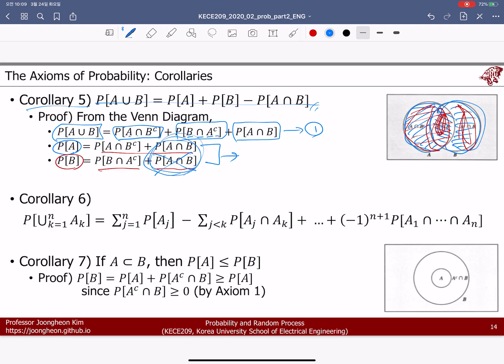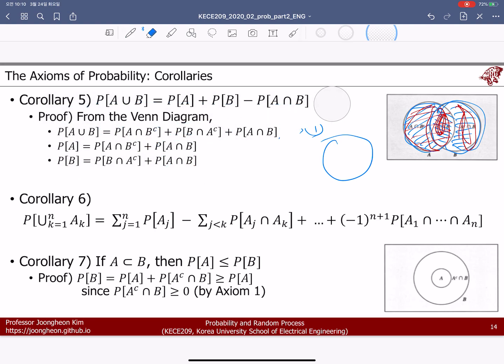Then in the general case, suppose that we have 3 events. Before starting, let me erase everything.